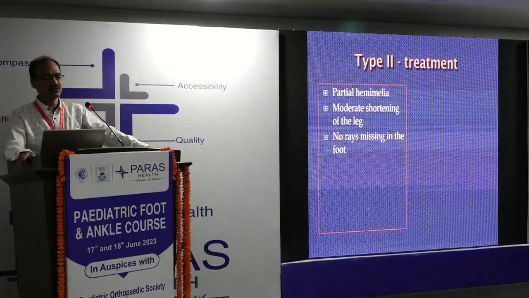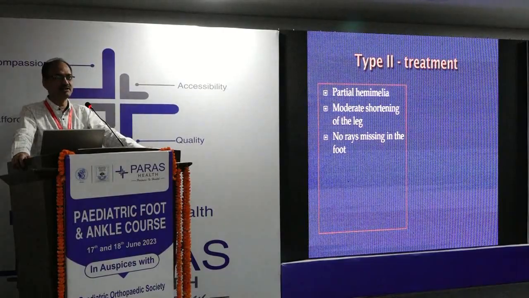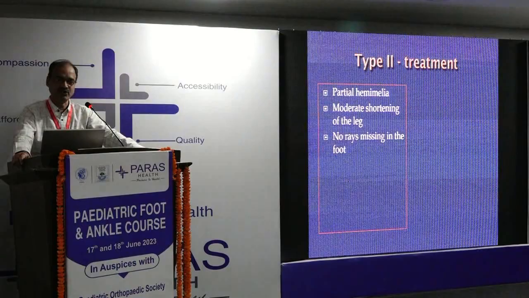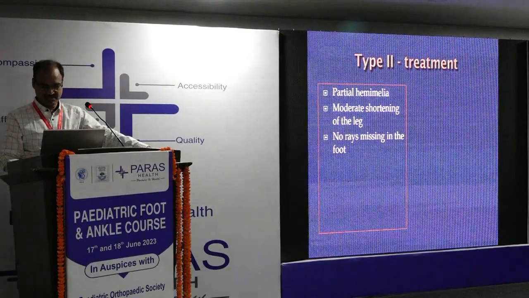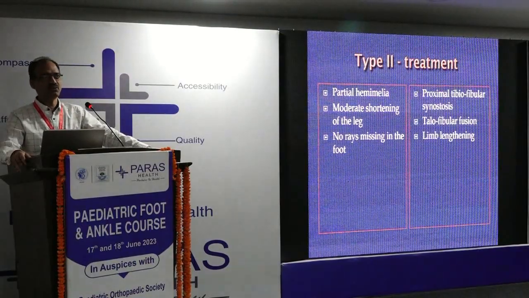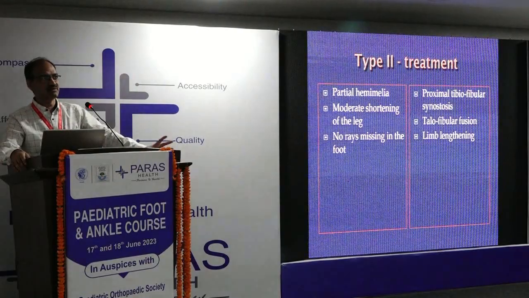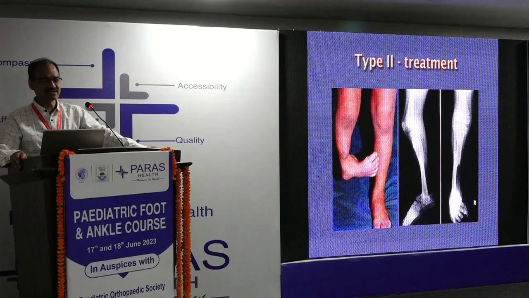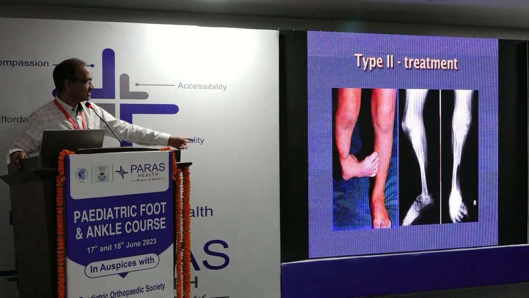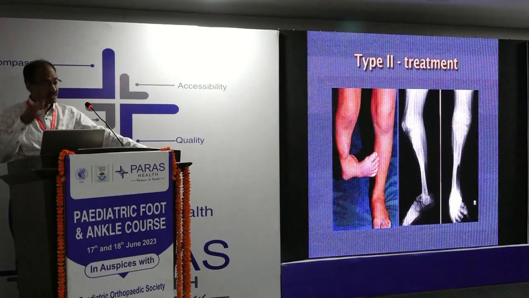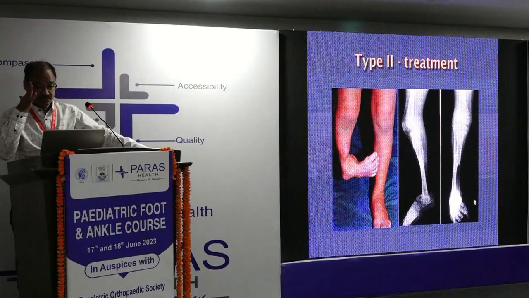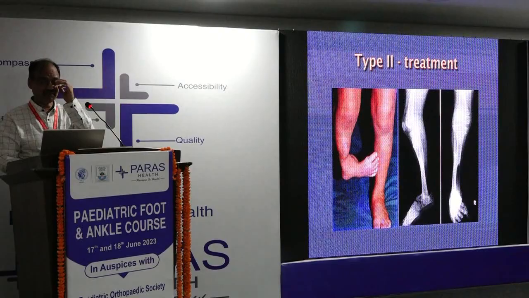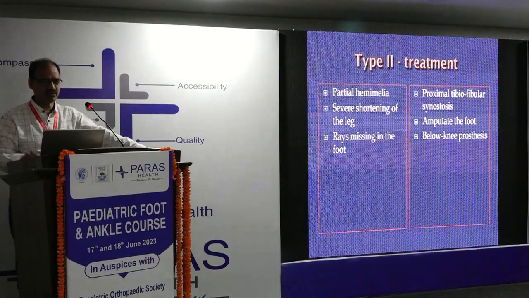What would be the treatment for type 2, when there is a partial tibial hemimelia, where the proximal part of the tibia is present and there is a moderate amount of deformity, but no ray is missing? You do a reconstruction in terms of tibia-fibula fusion and limb lengthening. Like this child, where you can see on the right side there was a severe deformity and the distal tibia was absent. We did a tibia-fibula fusion and lengthening. We have long-term follow-up. This child is quite good.